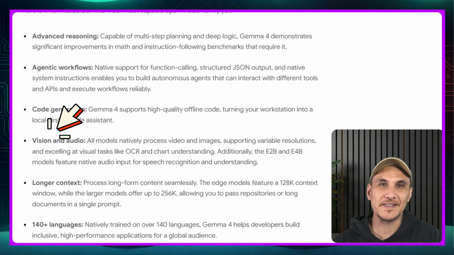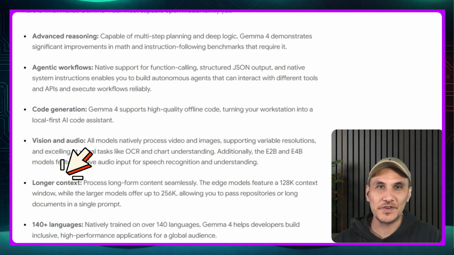All four models natively process video and images, and those tiny E2B and E4B models actually have native audio input for speech recognition. That is wild for something running locally. But there is one catch that I have to point out, the context window. The Edge models top out at 128,000 tokens, and the big 31 billion model only hits 256,000 tokens. If you're building massive agents, I really would have loved to see a bit more headroom there.